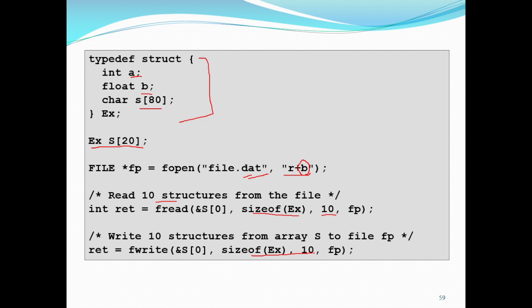That's simple. So this is my target file that I want to read, and this is one structure size, and this is how many structures I will read from the file. This is the target space where I will save the data that I read.